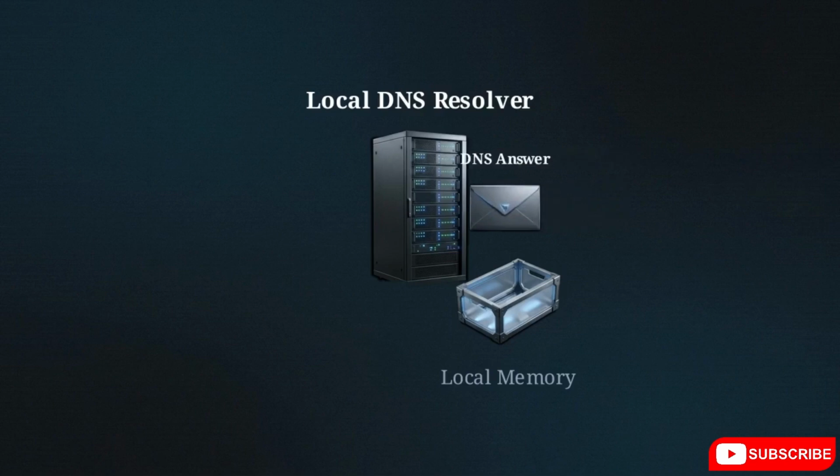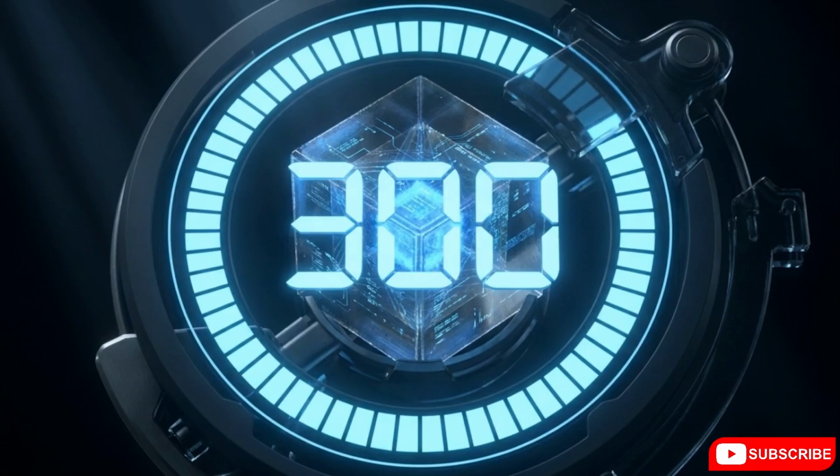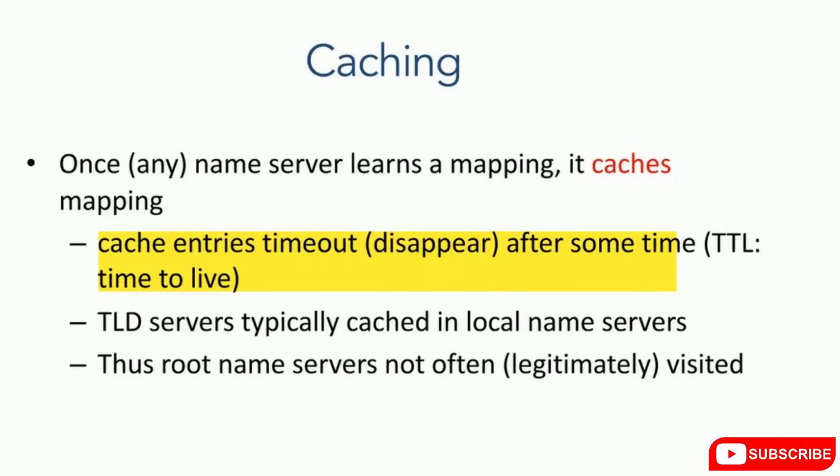Once the local resolver gets a successful answer, it stores that IP address in its own memory. The next time someone asks for that site, the resolver provides the answer immediately. But these memories aren't permanent. Every record comes with a time to live, or TTL, a strictly enforced expiration timer set by the authoritative server. As shown here, the TTL determines when a cached entry disappears.